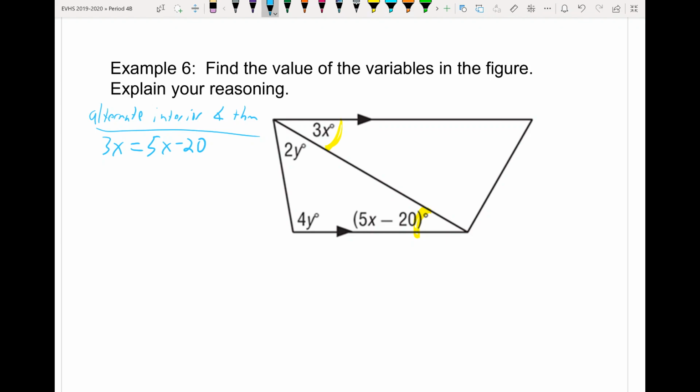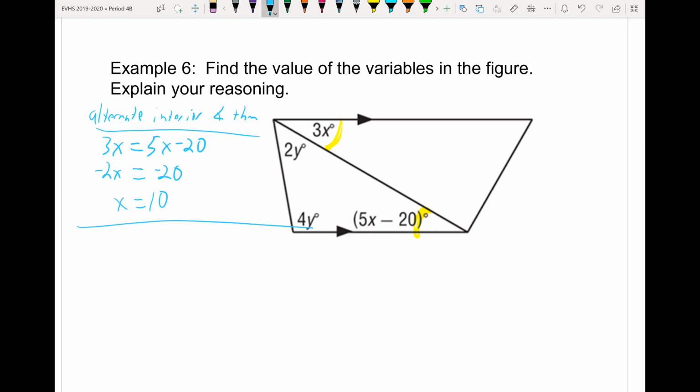Yeah, you can do it the other way. 5x minus 20 equals 3x. You'll get the same answer either way. All right, so my next step is going to say what? Subtract 5x. Yes. Negative 2x equals negative 20. x is 10.